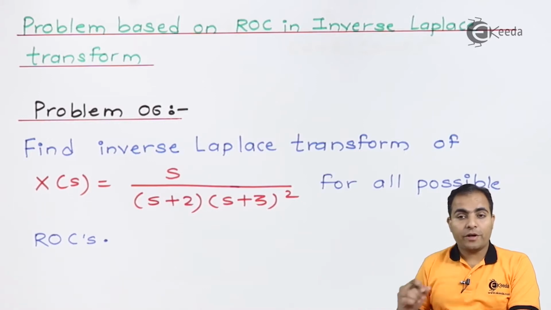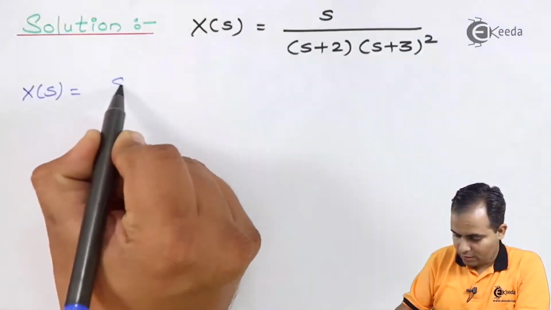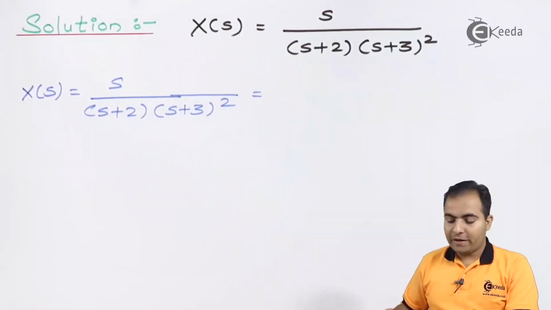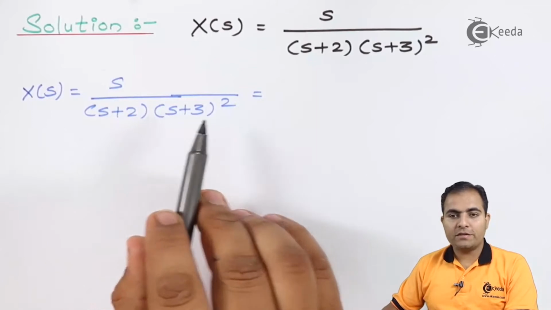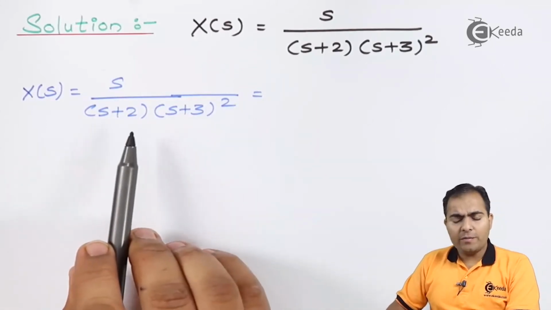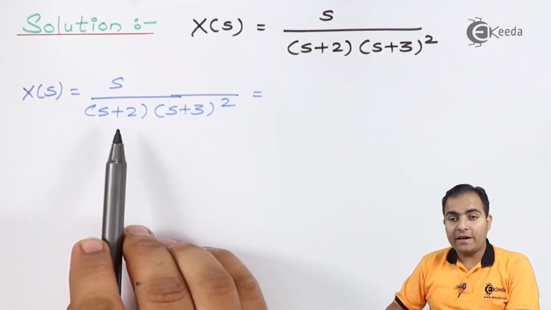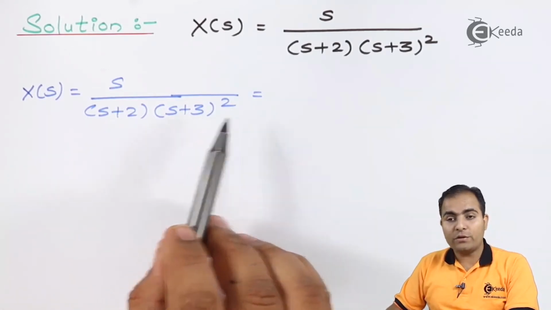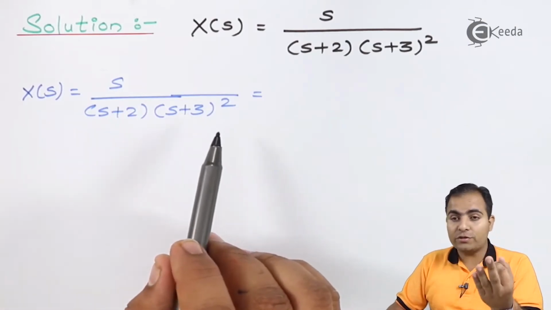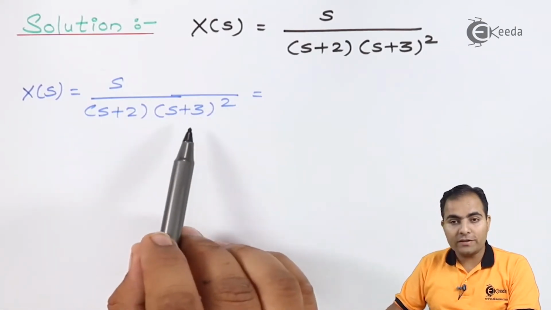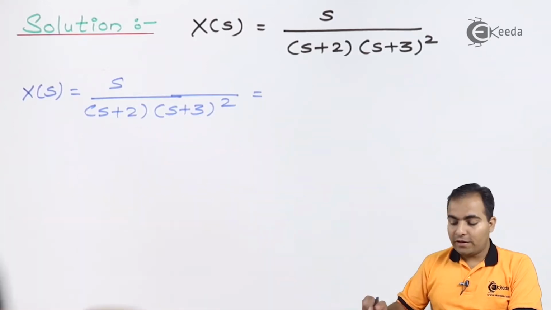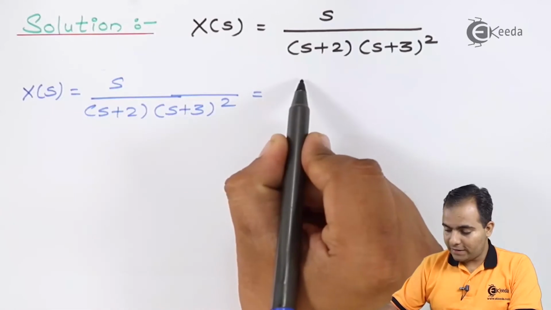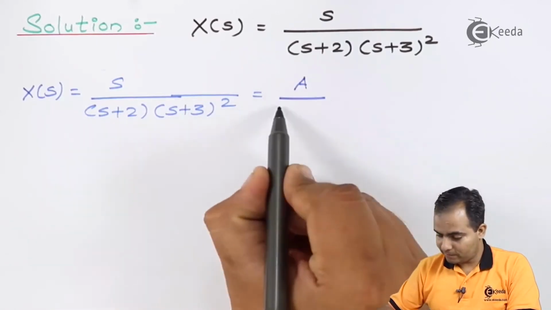First of all, see what I'm going to do. My X(s) was s upon (s plus 2) and (s plus 3) the whole square. Now look here. How many poles are there? Here basically we have 3 poles. The first pole is s plus 2, the second pole is (s plus 3) the whole square, and we are going to add a third pole, which is the simple pole of s plus 3. So first of all, according to the pole values, I'm going to place 3 different variables, let's say A, B and C.